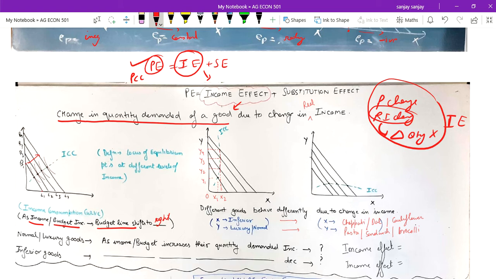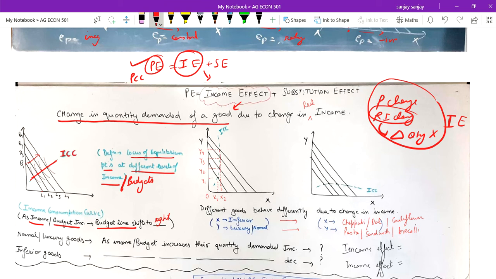And what is the income consumption curve? This is the locus of equilibrium points at different levels of income or budgets. It is as simple as that, nothing else. At different levels of income, different levels of budgets, we'll have different levels of satisfaction according to the ordinal utility analysis, different levels of optimal or maximum satisfaction. And when you just join these points, you get the income consumption curve.